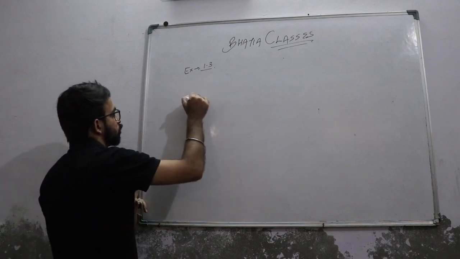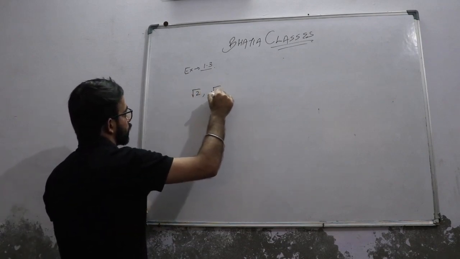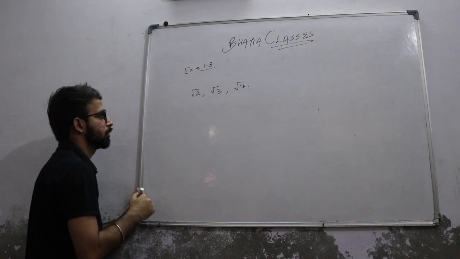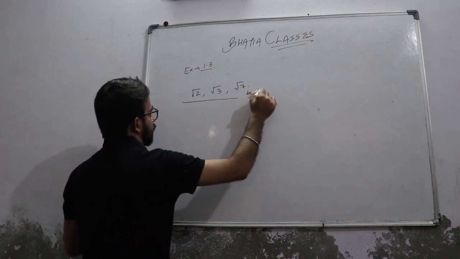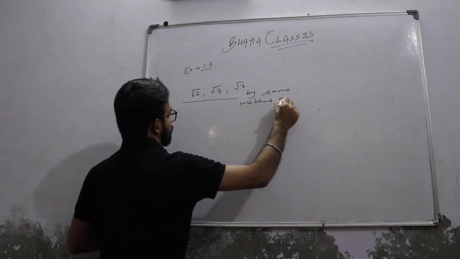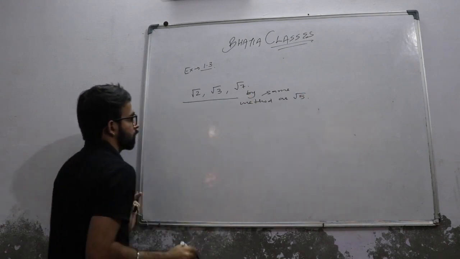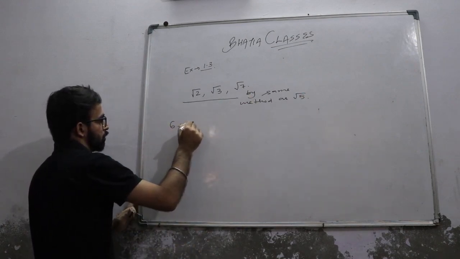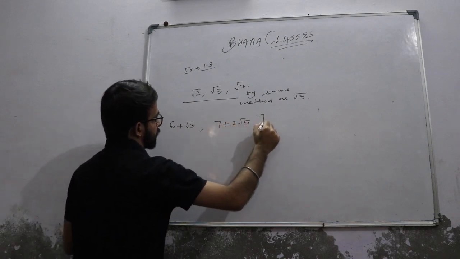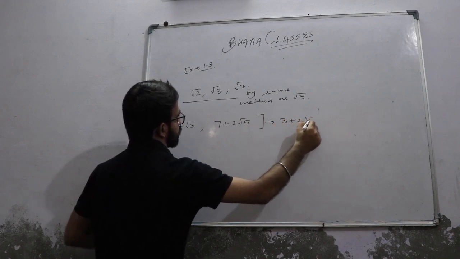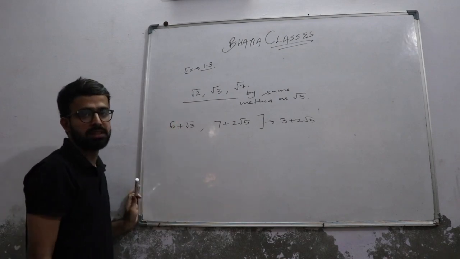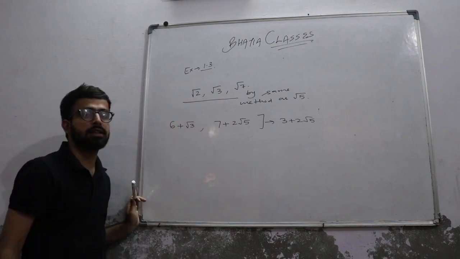Similarly, you can also prove that root 2, root 3, or root 7 are also irrational numbers, by the same method as root 5. And also the other sums given in your exercise, 6 plus 2 root 3, 7 plus 2 root 5. These sums can also be found like 3 plus 2 root 5. And one interesting thing, these sums are important whether you are studying in HBSE or CBSE. Now let's start the next exercise.